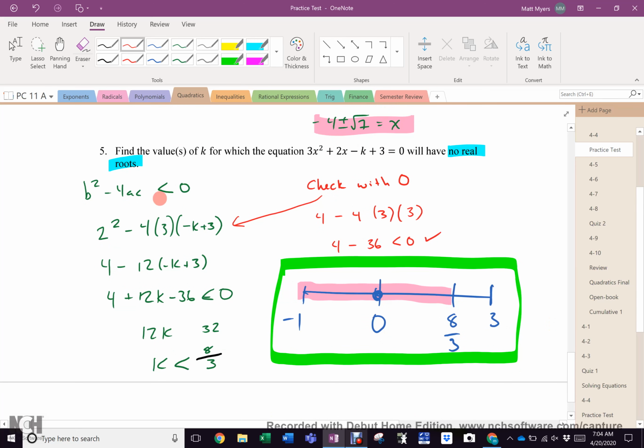And lastly, this one, you just check with the discriminant. You work all the way down to 8/3. You put that on a number line. It has to be less than 8/3, right there. And there's only one value for k that will work. So we check it with 0. 4 minus 36 is less than 0, so that works, so we can go all the way down.